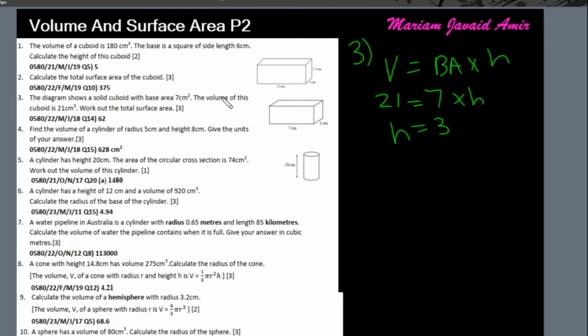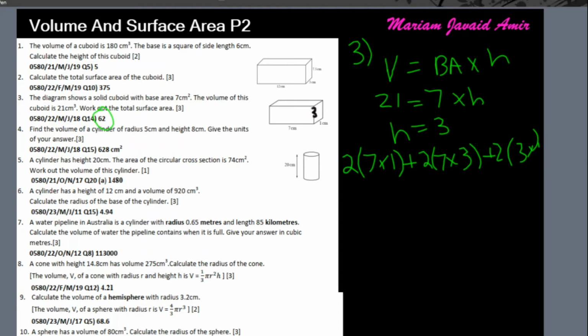So this dimension is 3. So similarly, just like the last question, we'll find areas of all the rectangles. 2 times 7 times 1 plus 2 times 7 times 3 plus 2 times 3 times 1. This should give us 62.